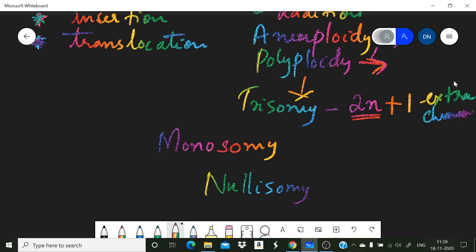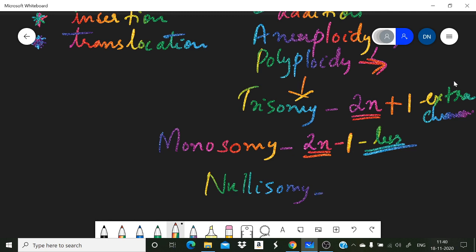And monosomy means from the normal set of chromosomes, one chromosome is getting deleted. That means 2n, that is normal, minus 1, 2n minus 1. So 23 minus 1 may be 22, while in trisomy it is 23 plus 1, 24. So here there occurs one chromosome less in monosomy.